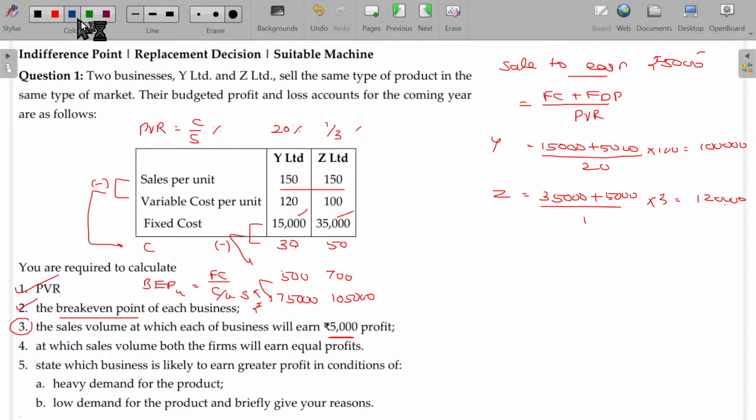What is the formula for break-even point? Fixed cost divided by contribution per unit. Here, at what level Y as well as Z will be giving me the same cost? Because of moving from Y to Z, what is the extra cost you are spending?